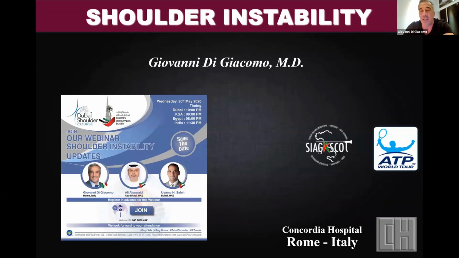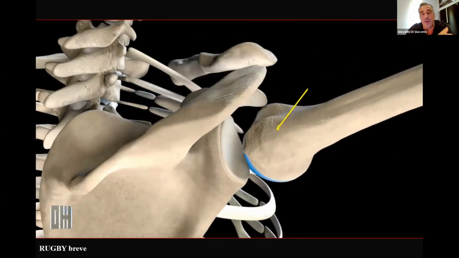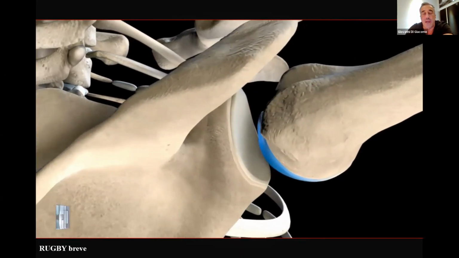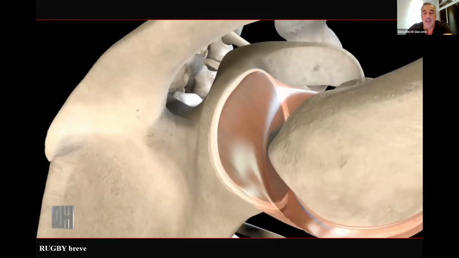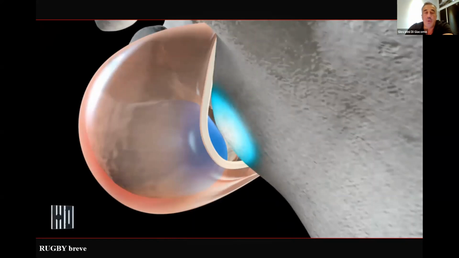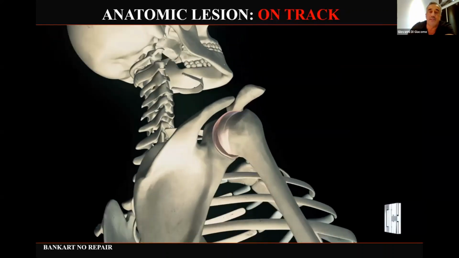My task today is to speak about traumatic anterior inferior instability. So only this kind of instability that usually is traumatic, and there is a dislocation of the humeral head in the anterior inferior position. We know that there are essential lesions. The most common lesion is the very well-known Bankart lesion, that is a detachment of the labrum between 3 and 6 o'clock in the left shoulder. This is the first lesion.